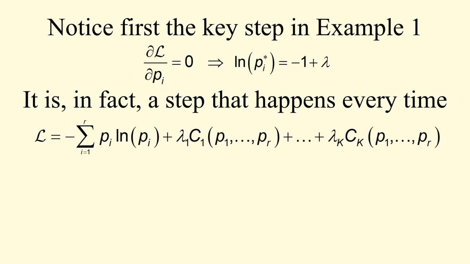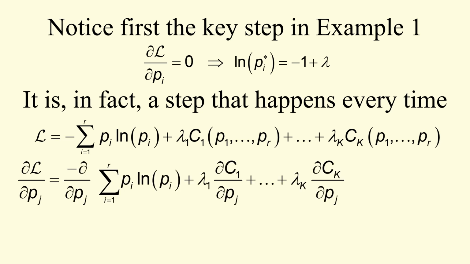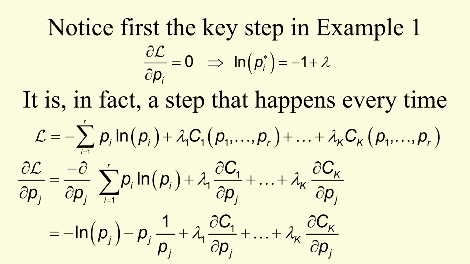So here's our Lagrangian in general. When we take a derivative, in this case with respect to p sub j, we're only going to get the jth term of the sum, and we're going to use the product rule. So we're going to have the derivative of the p is 1, so we get the negative log p. And then the derivative of the logarithm is going to be 1 over p sub j. But those p sub j's cancel, and we end up with just a minus 1.